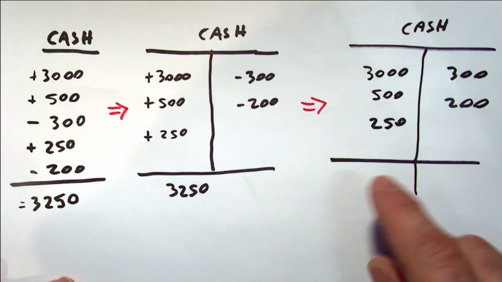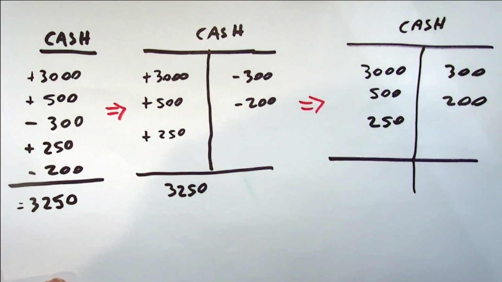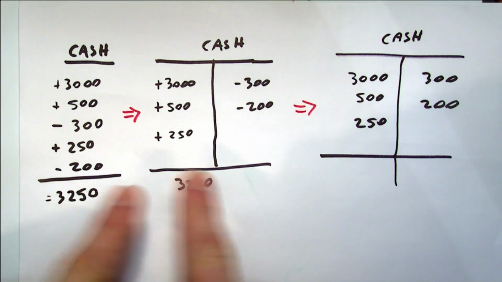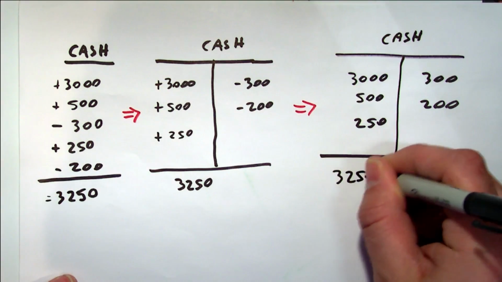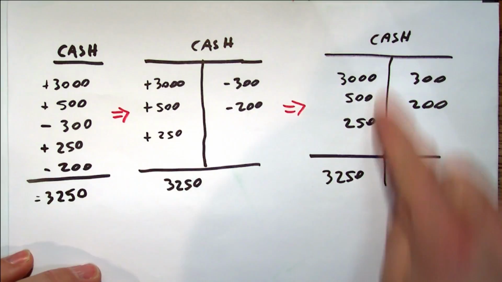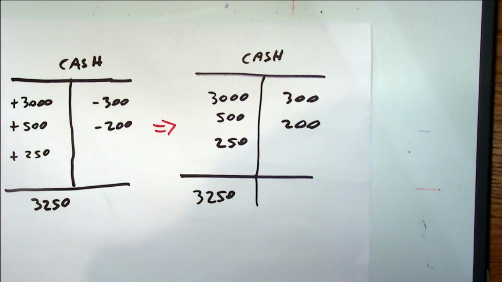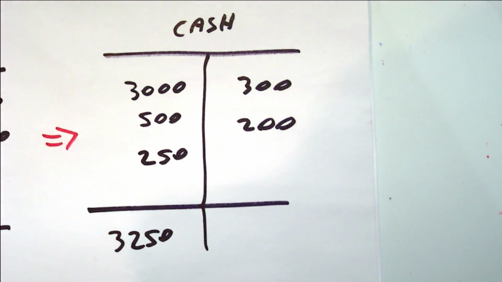Okay? If I know that the increases are on this left side and the decreases are on the right side, let me just get rid of those pluses and minus signs, right? So we transition from here to here, and now from here to here. And the balance is still 3250, right? Well, for those of you who have had accounting, you know what I have just done is create a T account, right? A T account. And we call it a T account because it kind of looks like a T, right?